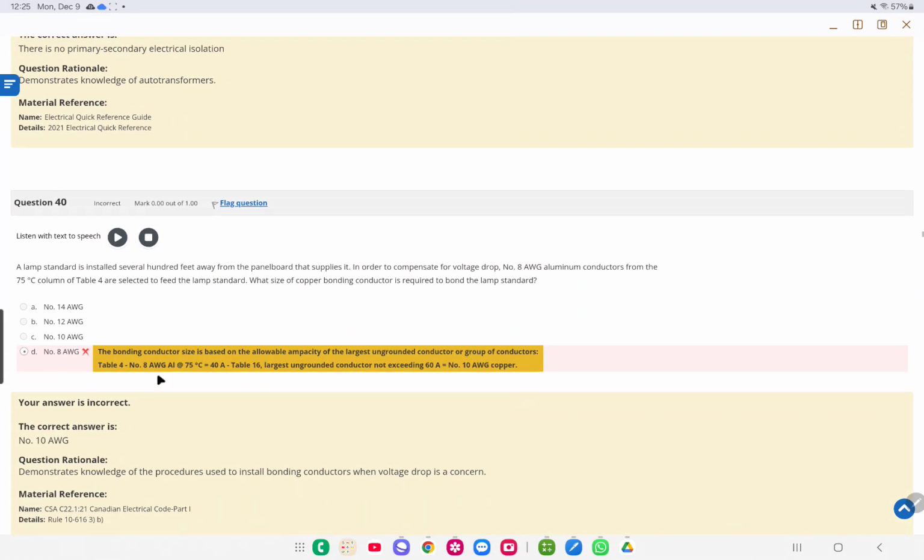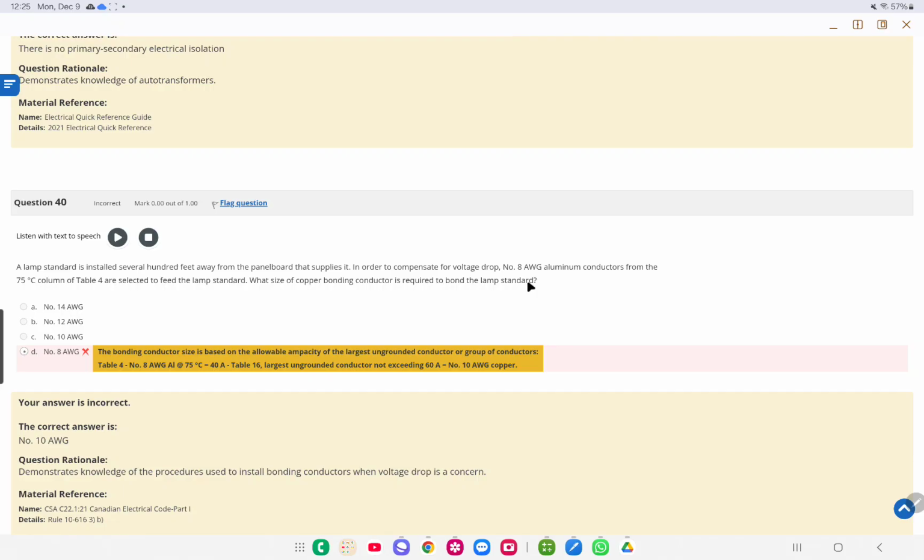A lamp standard is installed several hundred feet away from the panel board that supplies it. In order to compensate for voltage drop, number 8 gauge aluminum conductors from the 75 degrees column of table 4 are selected to feed the lamp standard. What size of copper bonding conductors is required to bond the lamp standard?